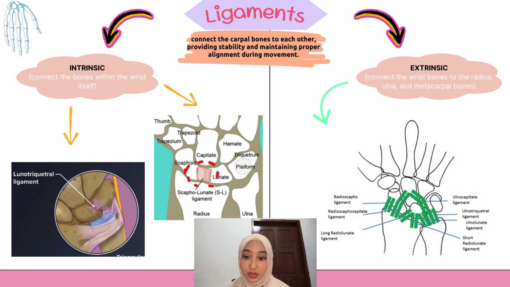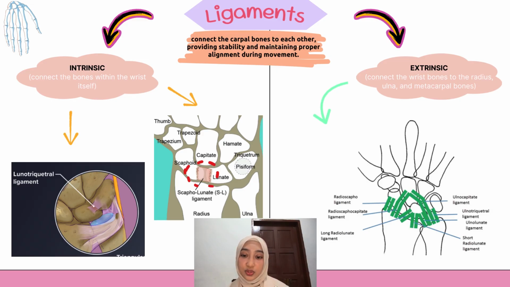lunotriquetral ligament, where it connects between the lunate and the triquetrum. The second one is scapholunate ligament. I already highlighted it there with the red dotted line. So it shows the connection between the scaphoid and lunate bone.